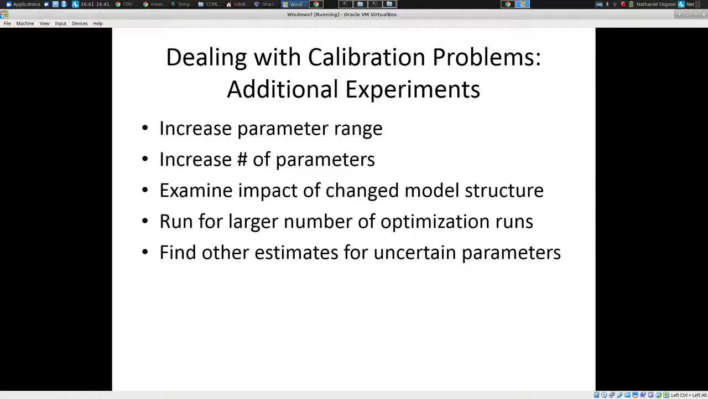Often that's insightful. Increase the number of parameters that you're matching. Do so with caution, but you can do it temporarily and see, okay, if I let this one vary too, would that match it? Try changing model structure. Does that help at all? Merge these two stocks or break them out separately. Add this extra characteristic into the agents, what have you. Run for a larger number of optimization runs. That's really good.